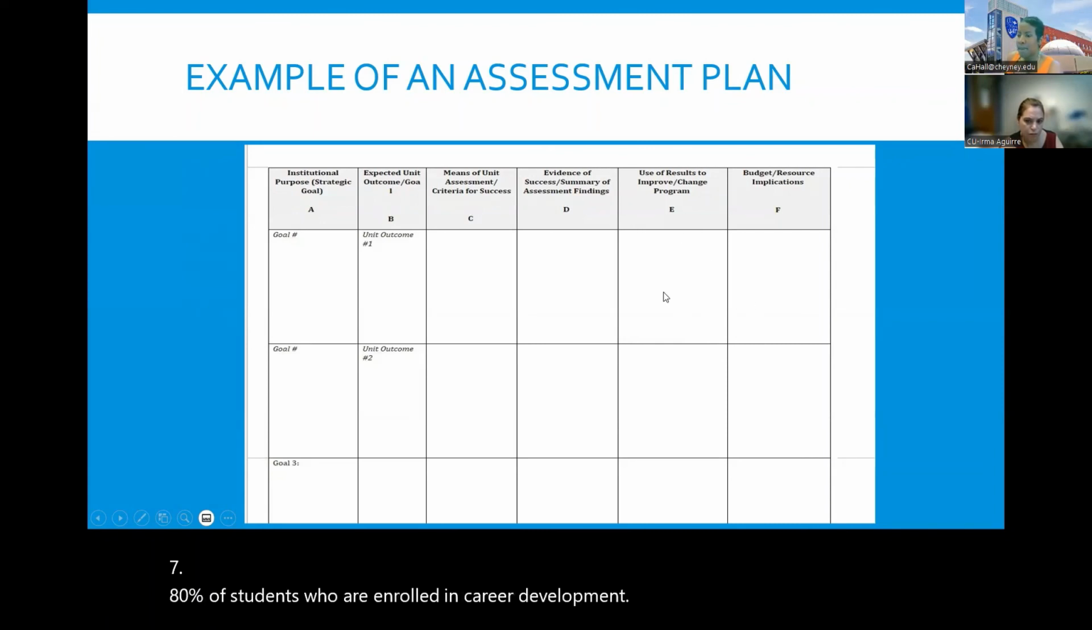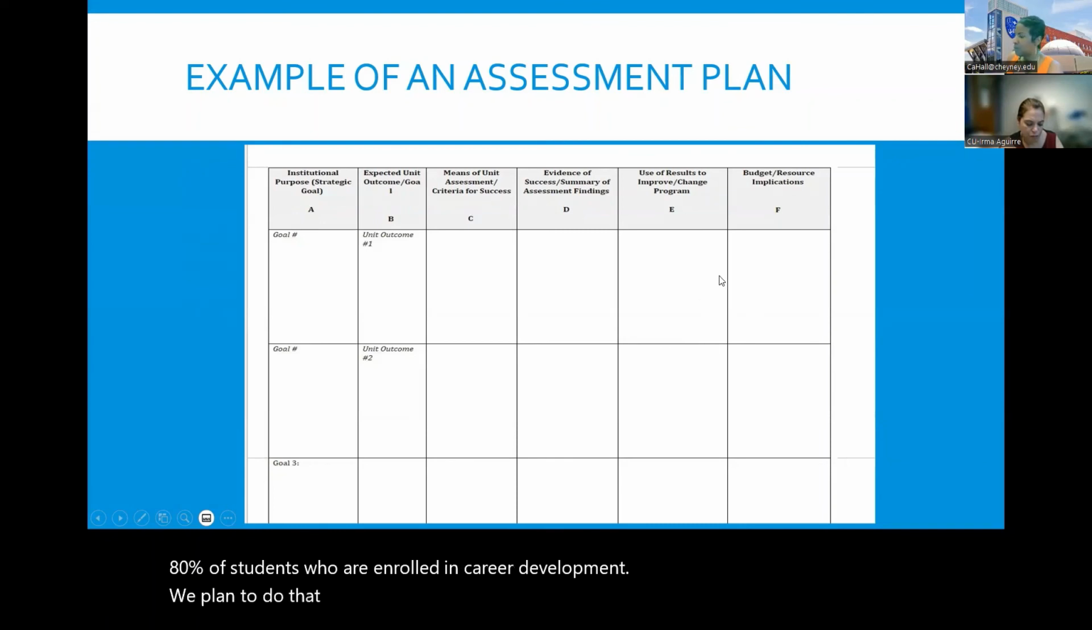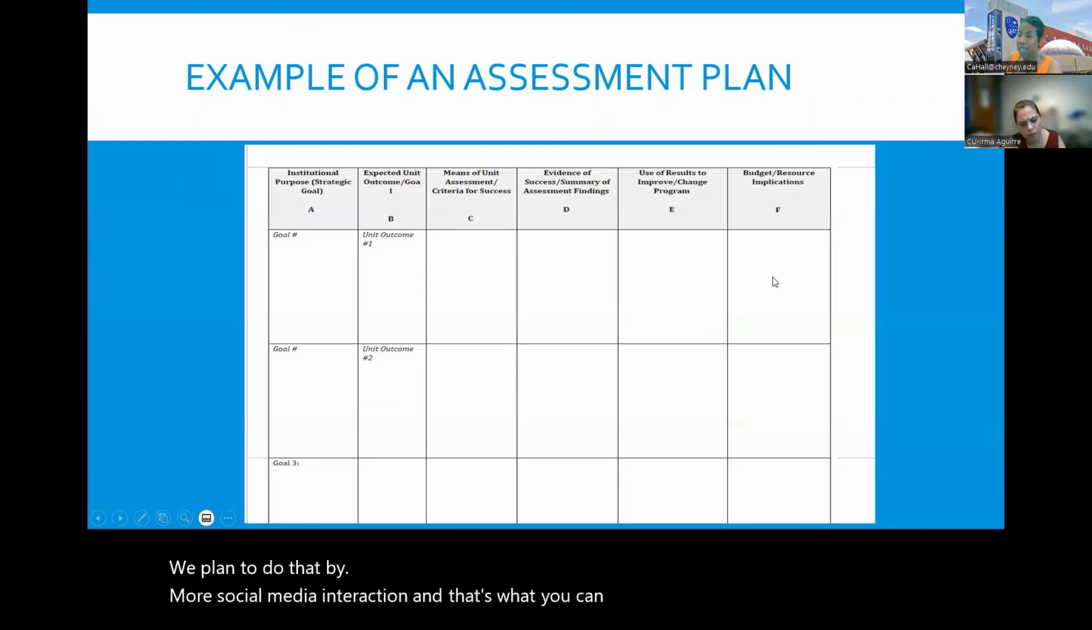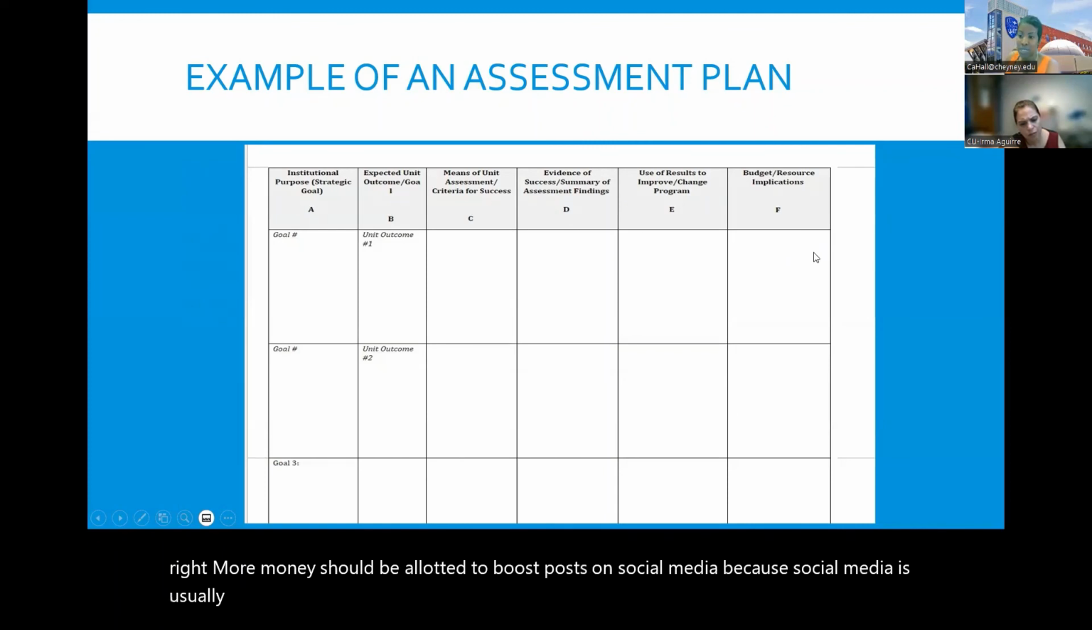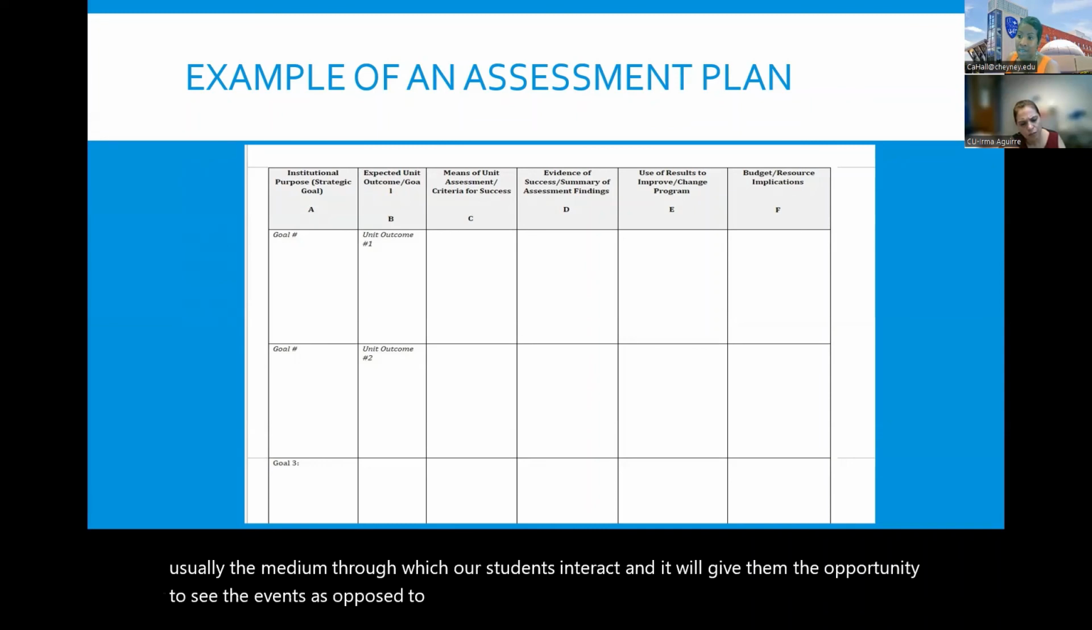We plan to do that by more social media interaction, and that's what you put under budget and resource allocations, right? More money should be allotted to boost posts on social media, because social media is usually the medium through which our students interact, and it would give them the opportunity to see the events as opposed to just posting them in Cheney Hub.